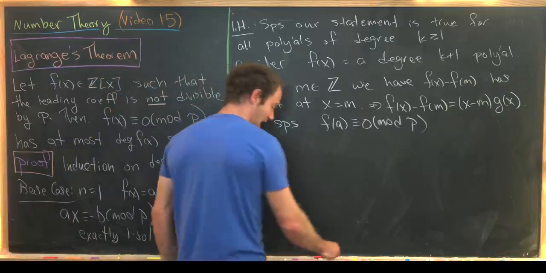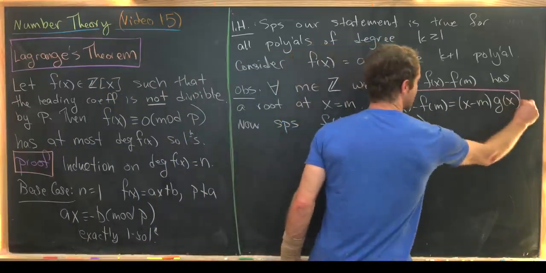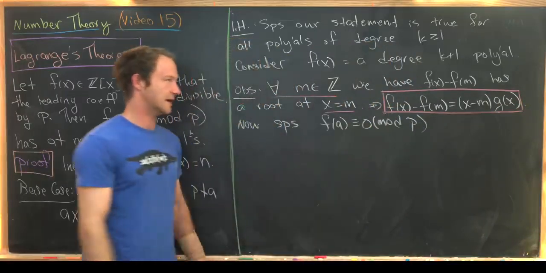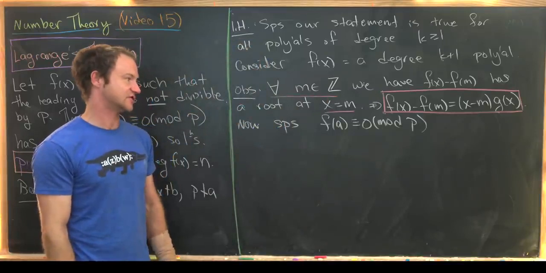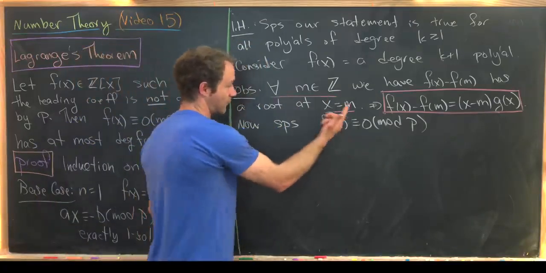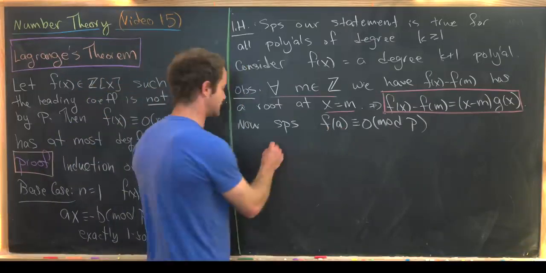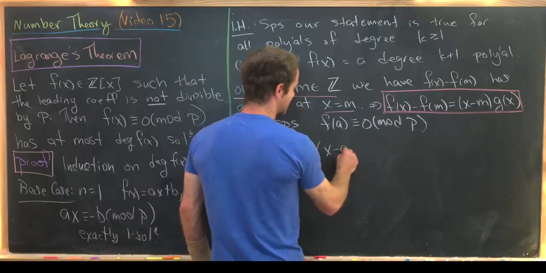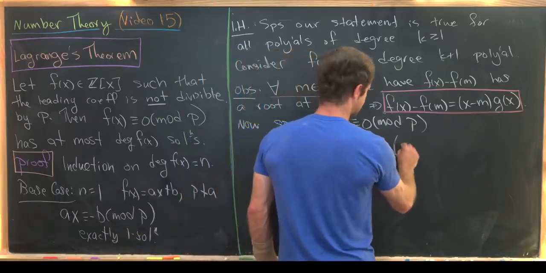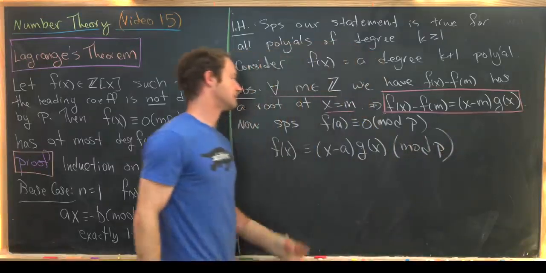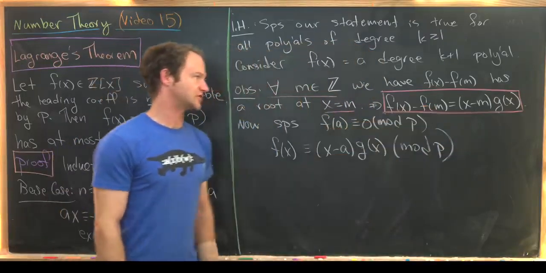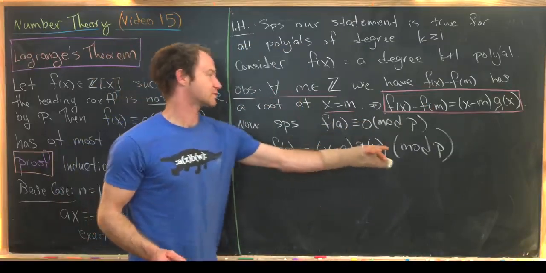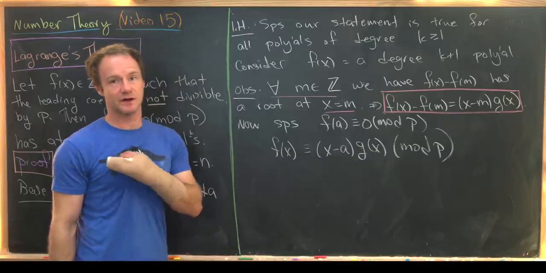Okay, but now this kind of factorization is possible for any integer m. So the fact that it's true for any integer m means it's true for our integer a. So that means we can write f of x as x minus a times g of x mod p. Notice our f of a term, which came from that f of m with the m replaced with a, disappears because we're working mod p. That was our supposition up here.